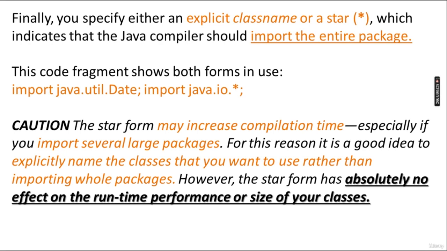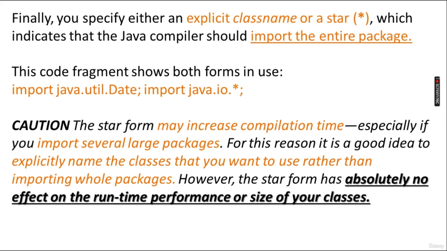For this reason, it is a good idea to explicitly name the classes that you want to use. If you are giving the star, all the classes will be imported. For example, in some package named P1, there are 15 to 20 classes, but you don't remember the class name exactly that you want to use in your project. So you will give the complete star. That star will import all the 15 to 20 classes. But actually you require only one class, and all the other 19 classes will also get compiled, and it will increase the compilation time.